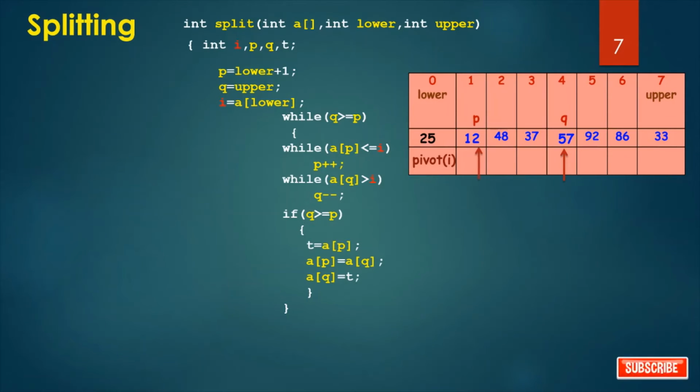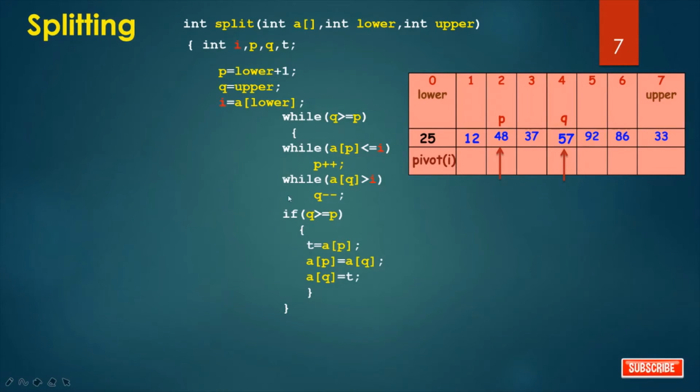So P comes here. Now again this while loop. Is AP less than or equal to I? What is the value of P? It is 2. So A2 less than or equal to I. A2 means 48. Is 48 less than or equal to 25? No. So this condition is false. So P is here. Now we have to start from the right hand side, that is the second while loop, this while loop.